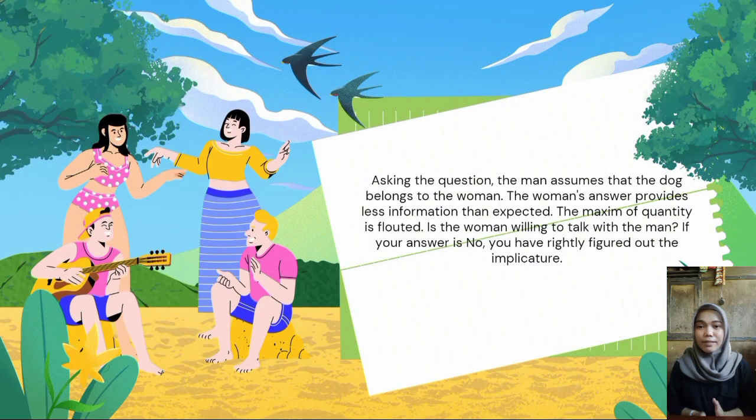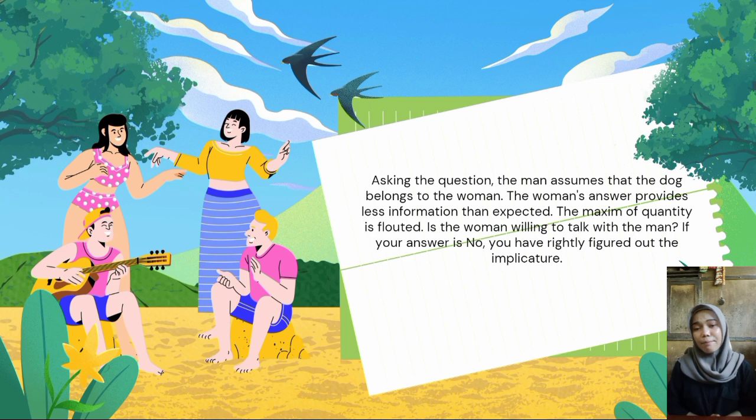Asking that question, the man assumes that the dog belongs to the woman. The woman's answer provides less information than expected. The maxim of quantity is flouted. Is the woman willing to talk with the man? If your answer is no, you have rightly figured out the implicature.